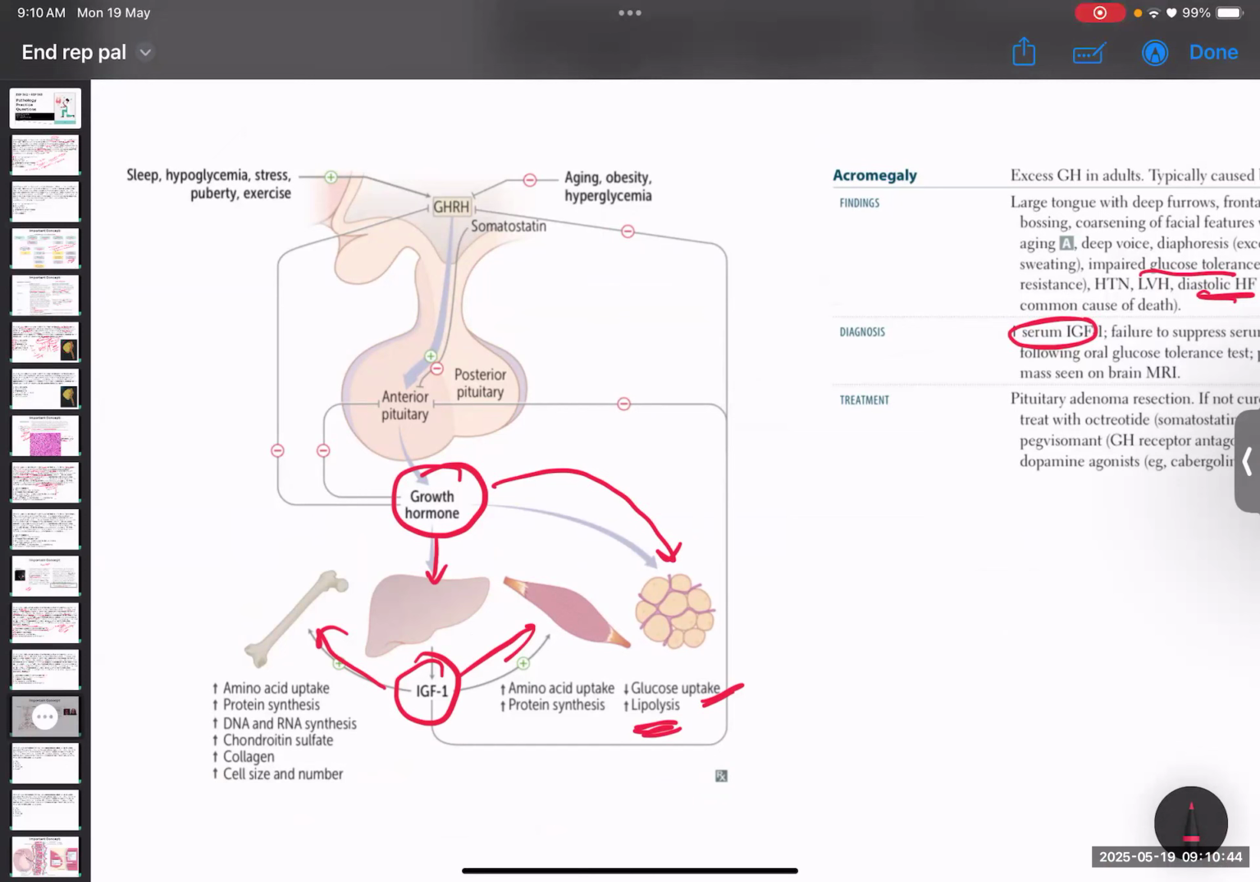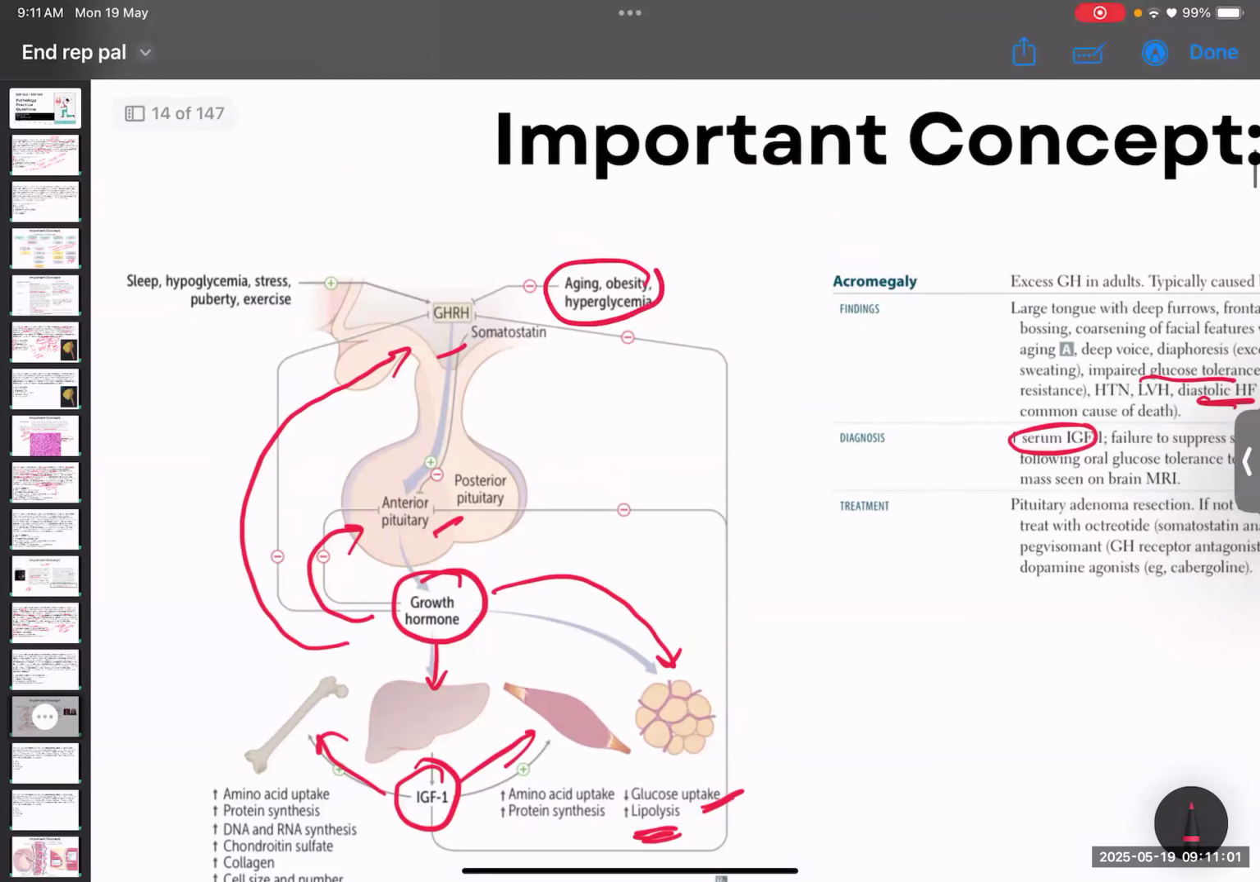Now, as a form of negative feedback, it can act on the anterior pituitary itself. It can act on the growth hormone releasing hormone and exert a negative effect if there's too much growth hormone. IGF-1 can act on both the anterior pituitary and the growth hormone releasing hormone. Apart from them exerting the negative feedback mechanisms on each other, there's also aging, obesity, and hyperglycemia that kind of suppress the release of growth hormone.